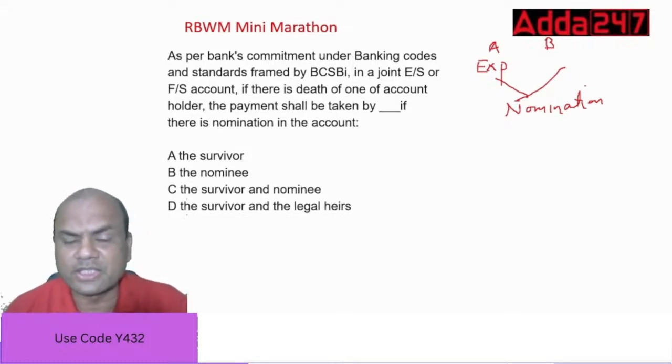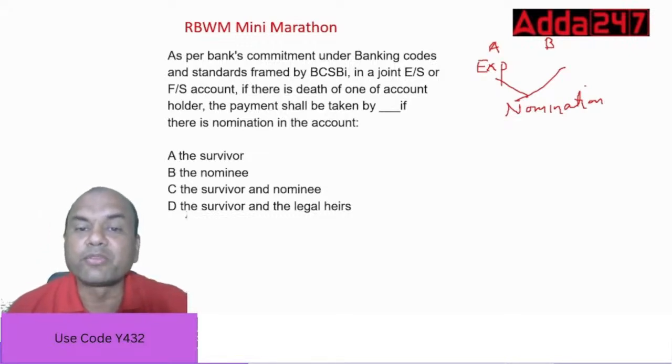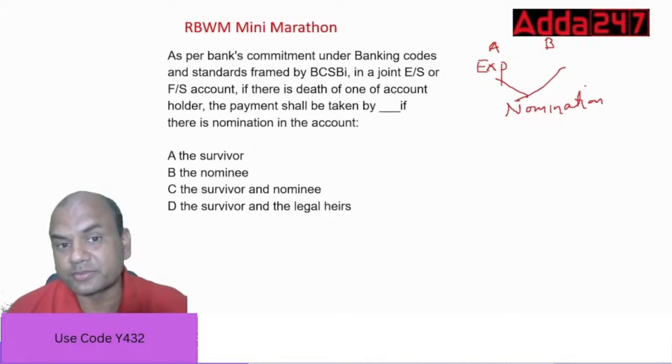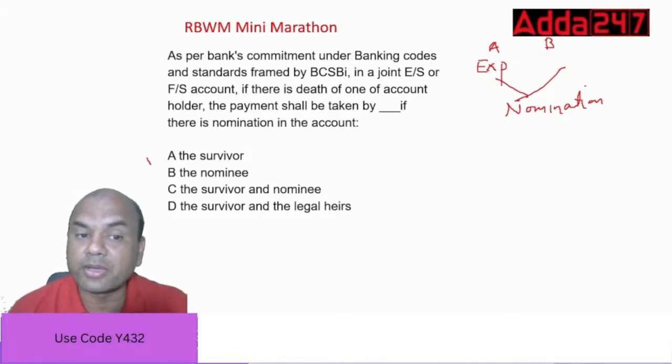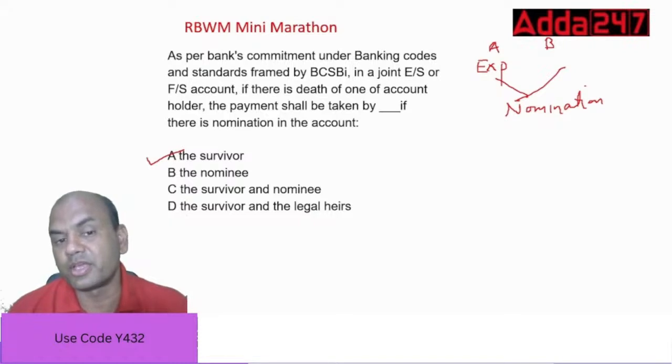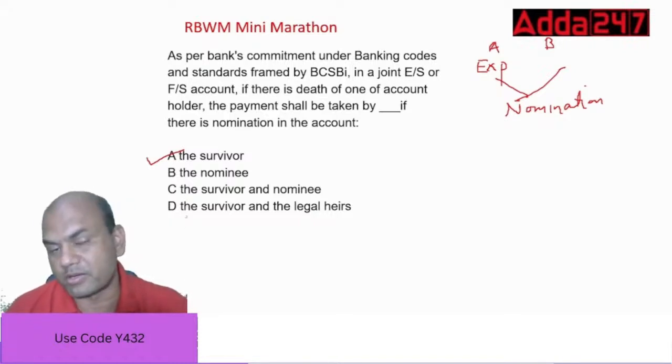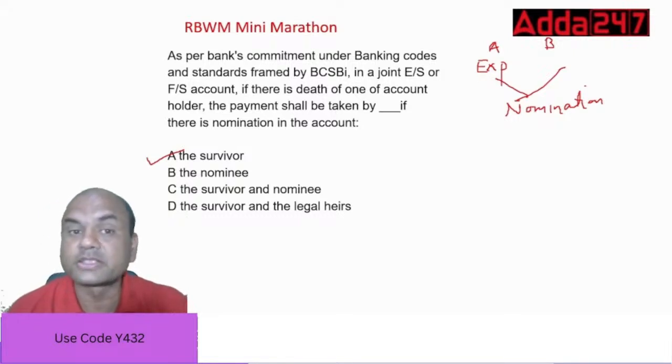Isn't it twisted? So remember, when one of them has expired, the payment shall be taken by whom? There is nomination in that account, but only one has expired. So the payment will be taken by the survivor. Nominee's case arises when both of them expire. In that case, only nominee's case arises.